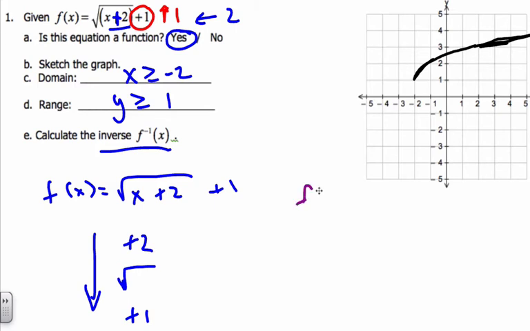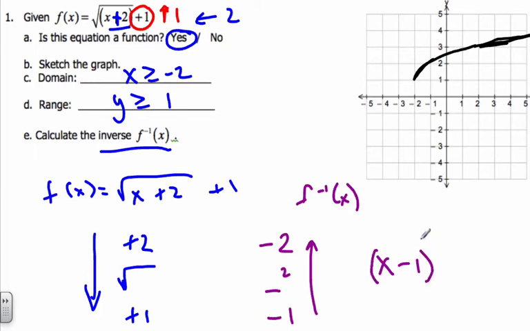If I want to do the inverse operation, the inverse of adding 1 is subtracting 1. The inverse of square rooting is taking something and raising it to the power 2. The inverse of adding 2 is subtracting 2. And so to find the inverse function, I start with my x and I go in this direction. First I subtract 1, then I square this whole expression, and then I subtract 2. And this is the inverse function of f.